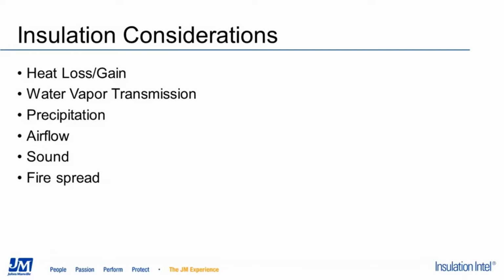Spray foam or polyiso, for example, can be installed to act as a vapor barrier. Also, curtain wall or mineral wool can behave as a drainage barrier to protect against precipitation. Two other items to consider when determining the right insulation for your project are going to be sound control and fire resistance. As we go through this presentation, you will gain an understanding of how JM's product insulation portfolio covers all these considerations for you.